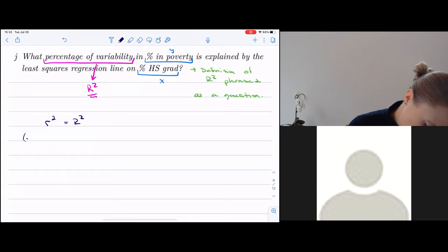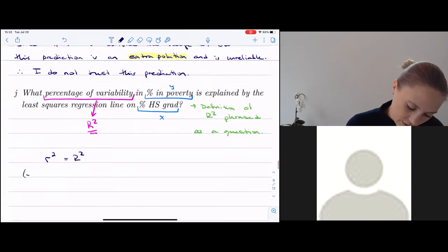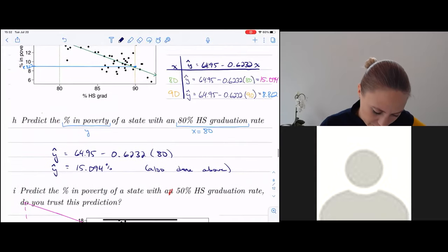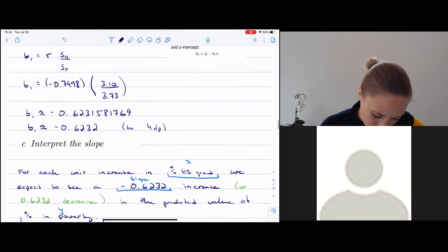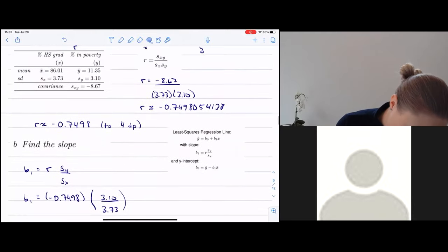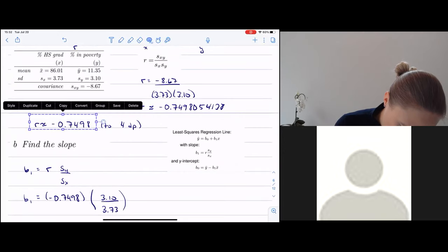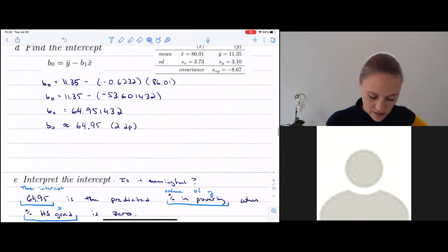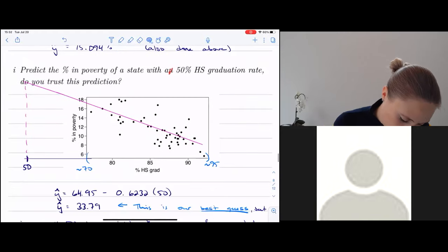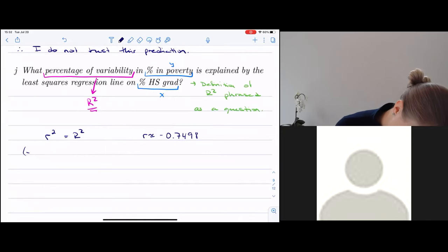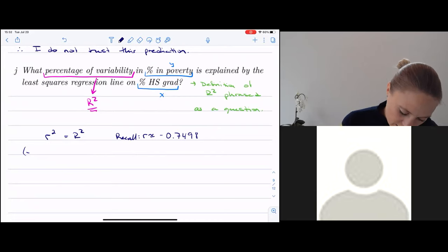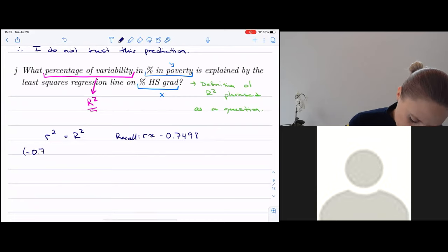The correlation was negative, now I can't remember, negative point... where is it? Here. I'm going to just copy this so I don't have to remember. Who likes remembering stuff? Negative 0.7498 squared.